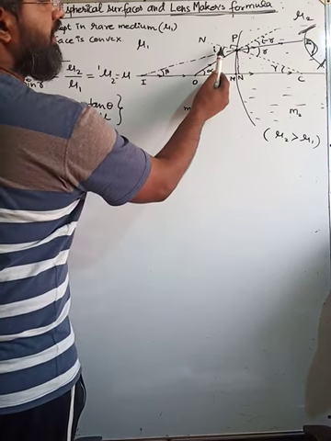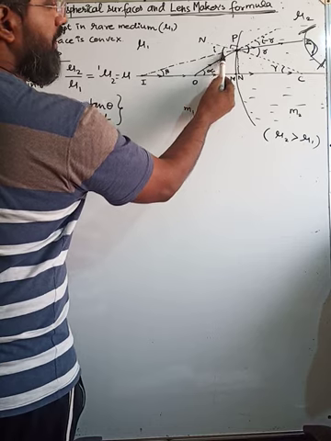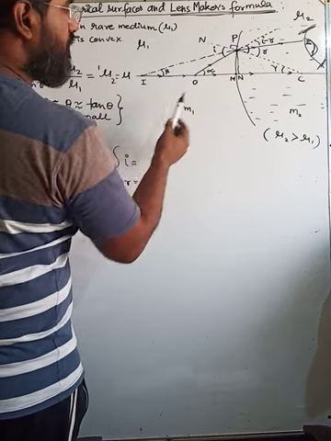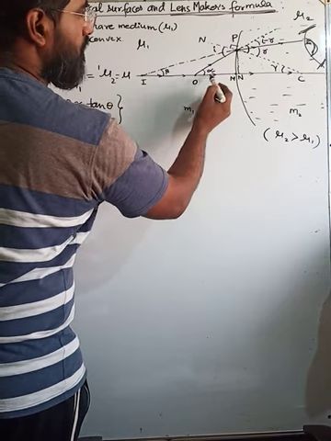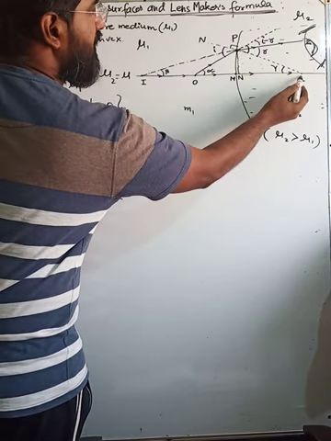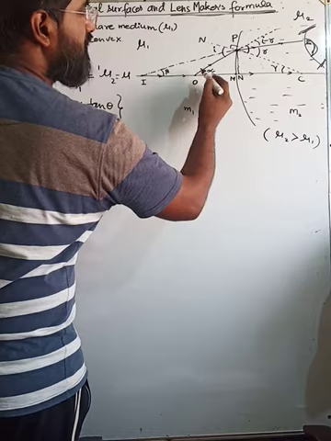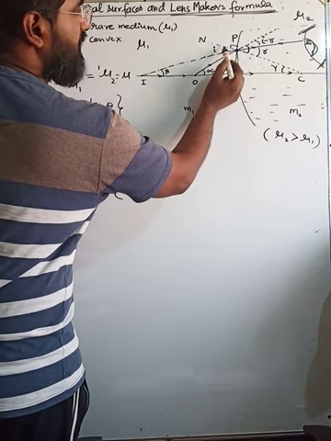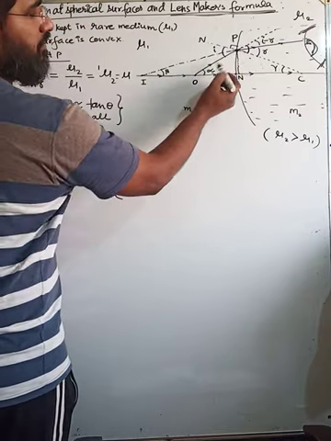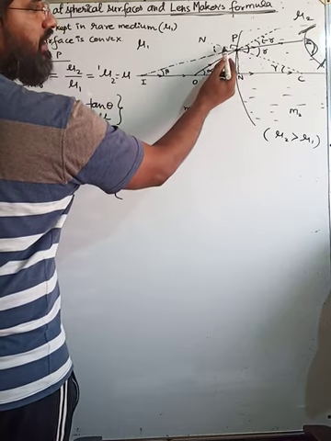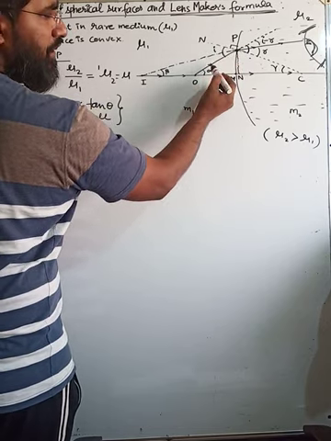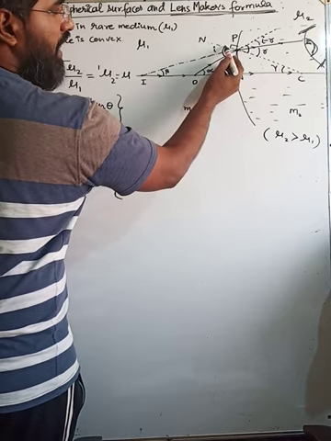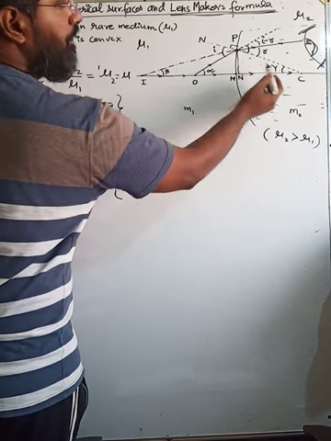So see, this is I, the angle of incidence. Observe this triangle OCP. For this triangle OCP, this I is an exterior angle. What is the property of an exterior angle? An exterior angle is equal to the sum of the interior opposite angles. So I will be equal to alpha plus gamma.